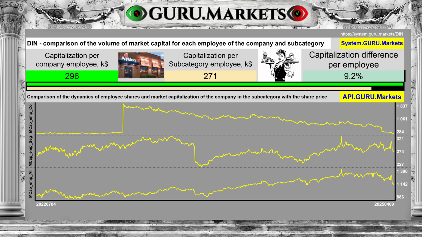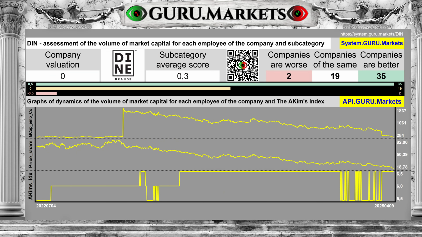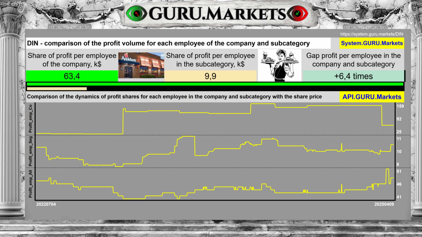The amount of market capital per company employee is $296,000. And in the subcategory, it is $271,000. The difference between the subcategory average and the company's performance is 9.2%. Assessment of the volume of market capital per employee in comparison with the indicators of companies in the subcategory: tolerable, 0 points.